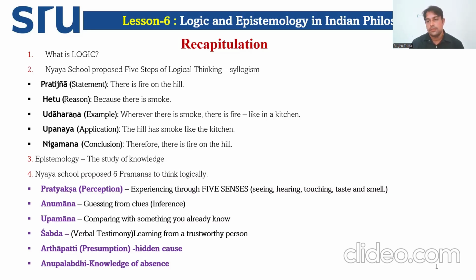Anupalabdhi, knowledge of absence. For example, you want to meet your teacher in the staff room, but generally the teacher's articles or things would be there on the table, and they were not there. They were absent. That means you relate that absence to the teacher's absence. The things are not on the table, so the teacher might be on leave today. So based on the absence of something, you can come to conclusions. These are the different steps, which we call the 6 pramanas, that help us come to the logical conclusion. So this is in brief about lesson number 6.